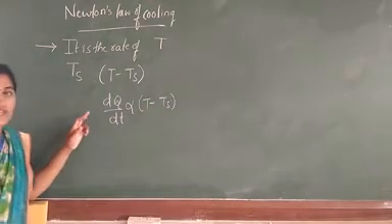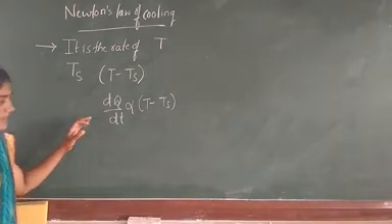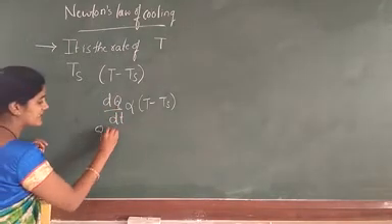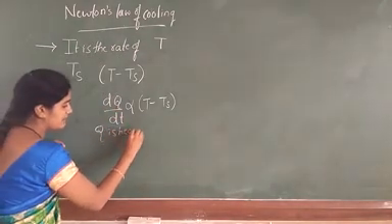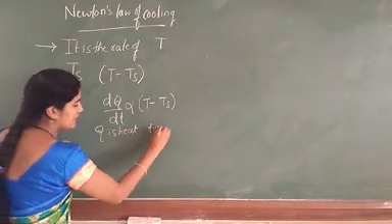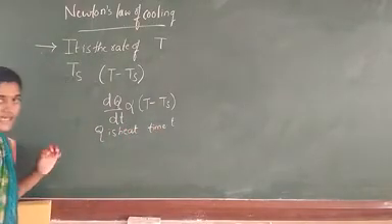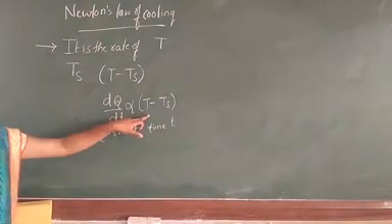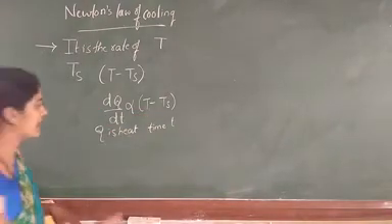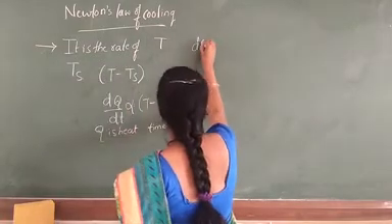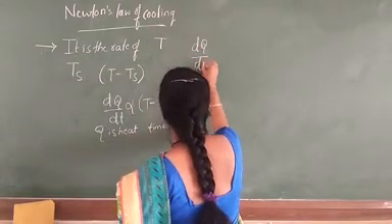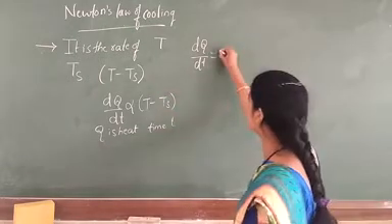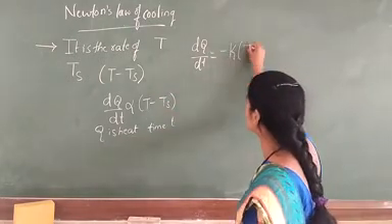We know that dq by dt is with respect to time, and Q is the heat. Now let us consider dq by dt is directly proportional to T minus Ts. We can write this equation as dq by dt equals, adding a constant term, minus k into T minus Ts.